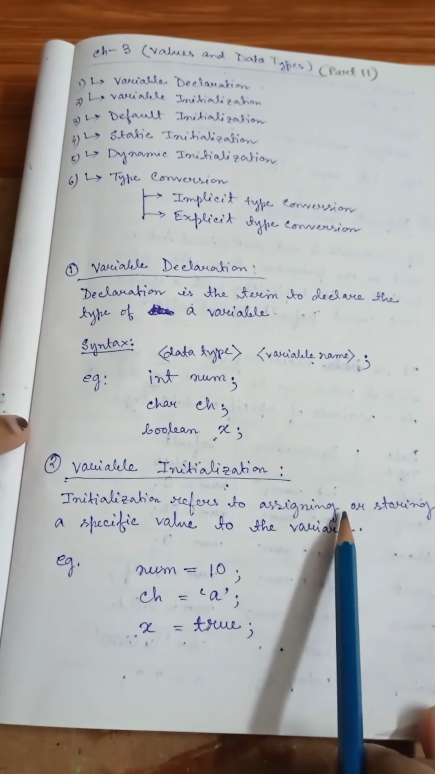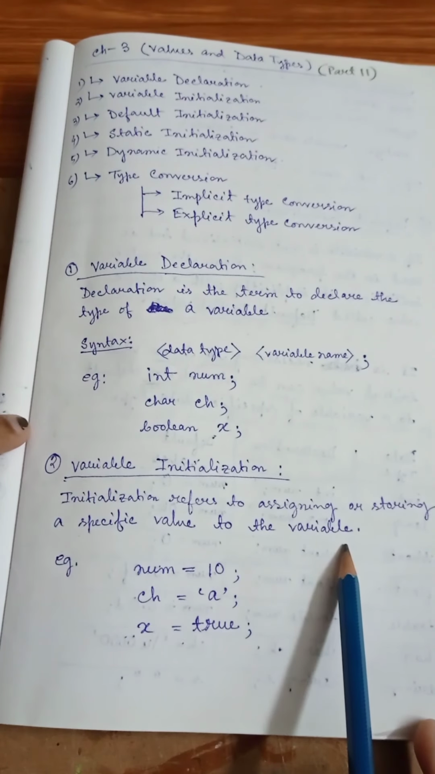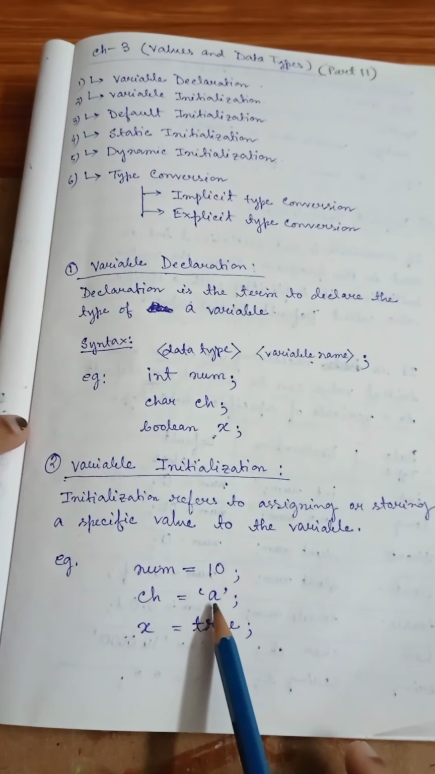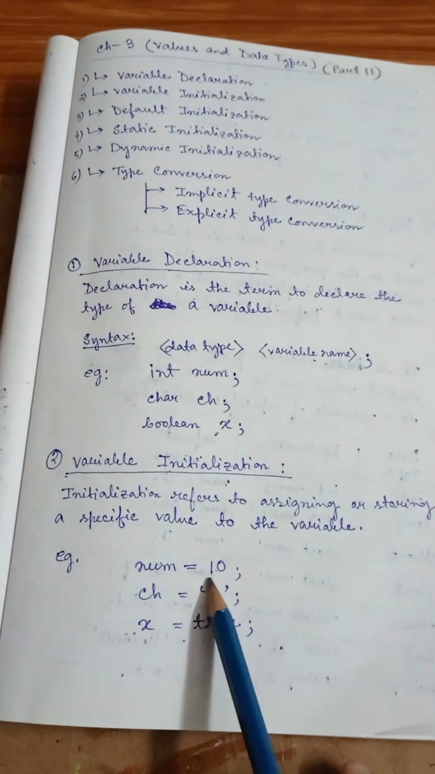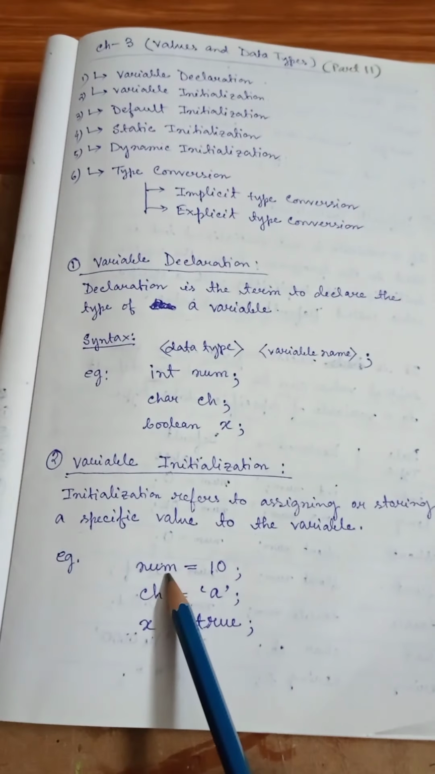Next is variable initialization. Initialization refers to assigning or storing a specific value to the variable. Here is an example: num = 10, ch = 'a', x = true. So here the value 10 is assigned to the num variable.